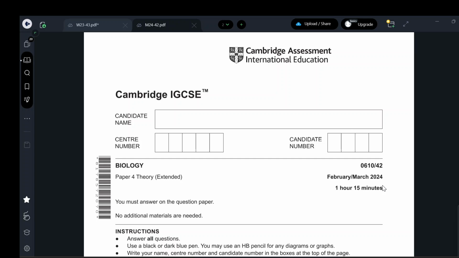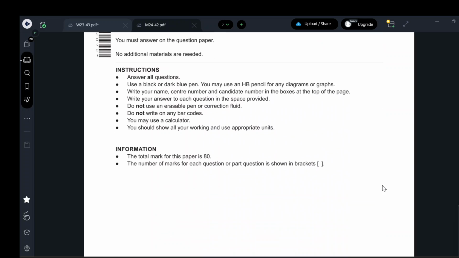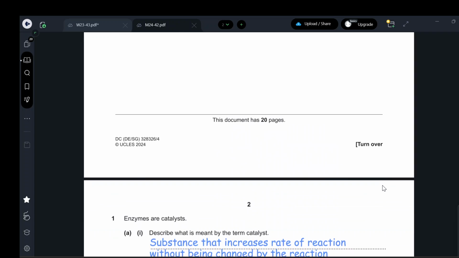March 24, paper 4, variant 2. It's only one variant anyway.